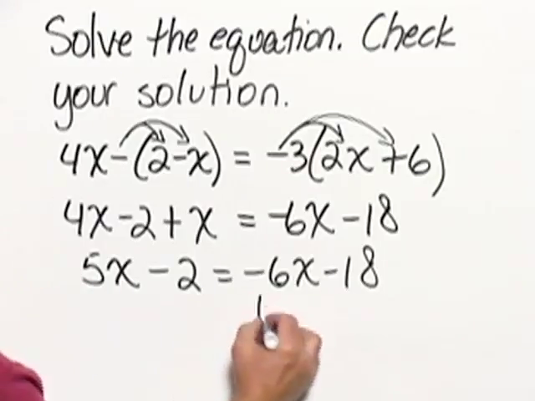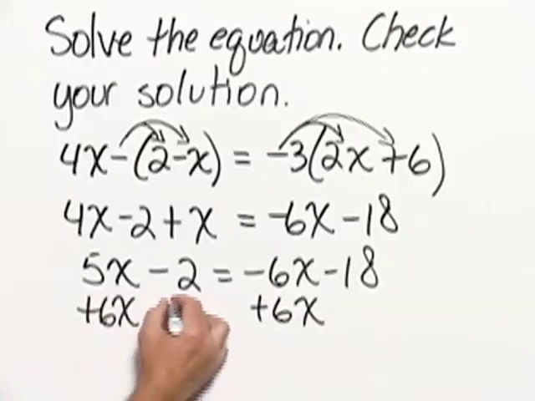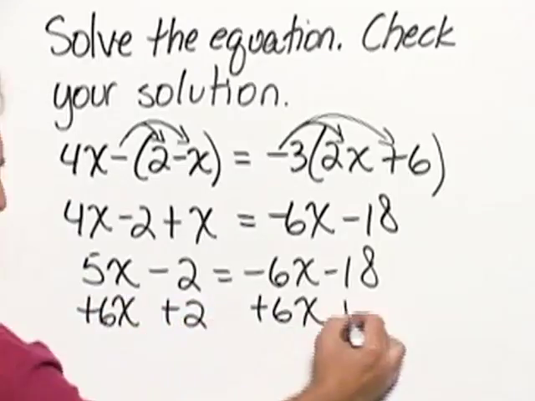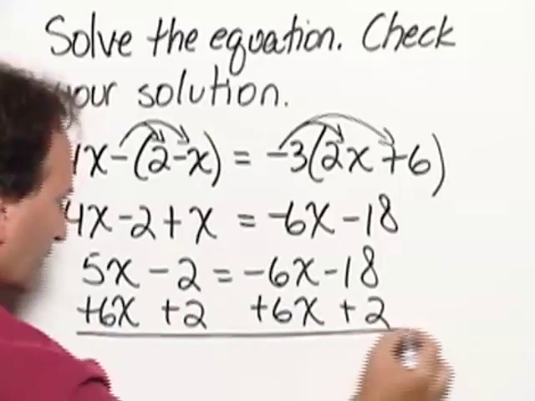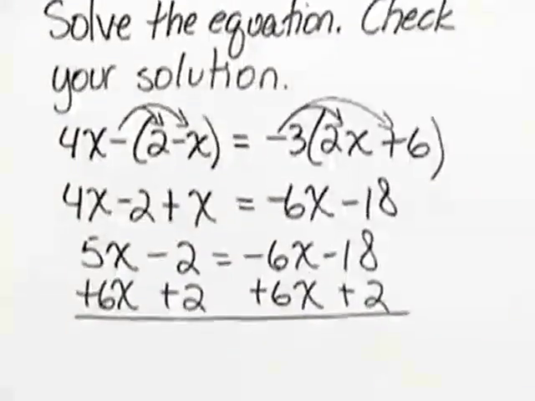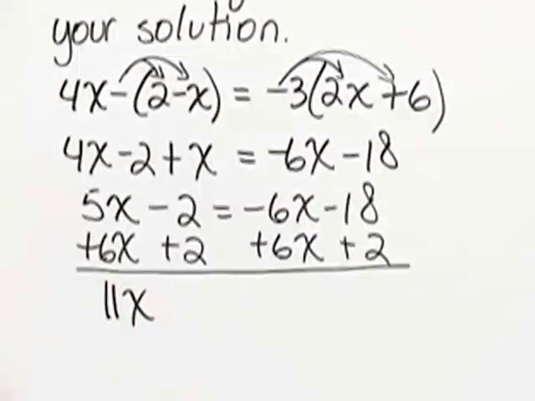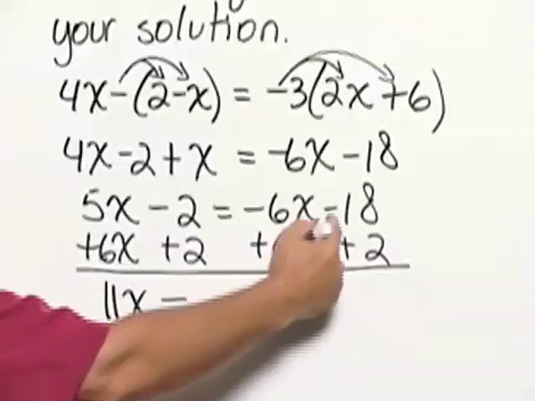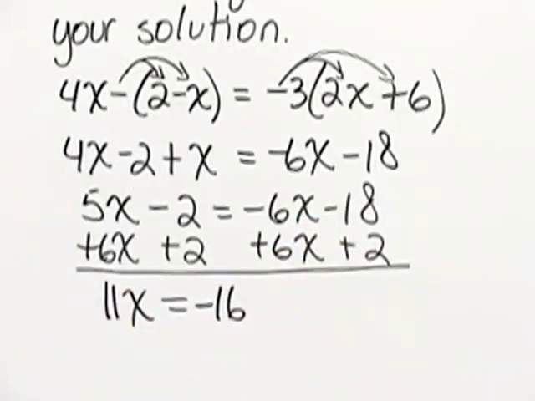So what I'm going to do is the vertical method of adding 6x to both sides, as well as collecting the constants on the right side, which means adding 2 to both sides. On the left-hand side, we get 11x. -2 plus 2 sums to 0. Equals, the x's also sum to 0, -18 plus 2 is -16.